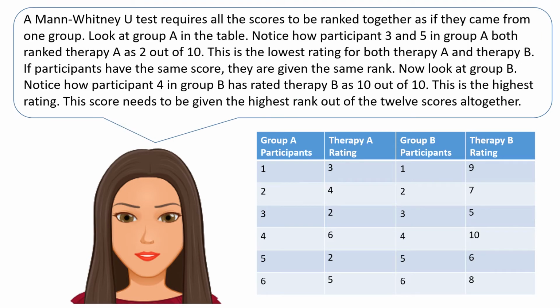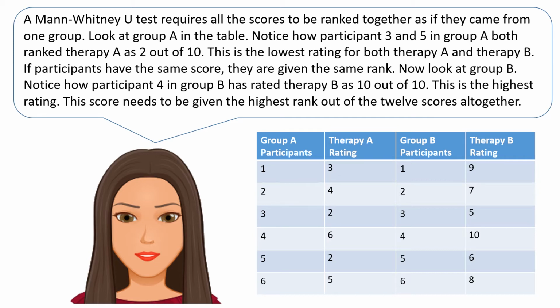A Mann-Whitney U test requires all the scores to be ranked together, as if they came from one group. Look at Group A in the table. Notice how participant 3 and 5 in Group A both ranked therapy A as 2 out of 10. This is the lowest rating for both therapy A and therapy B. If participants have the same score, they are given the same rank in a Mann-Whitney U test.